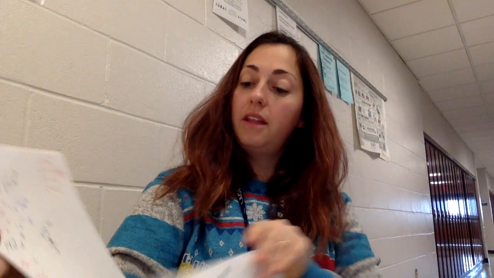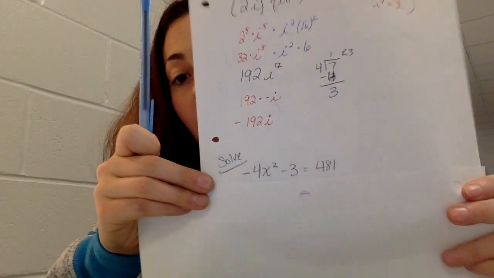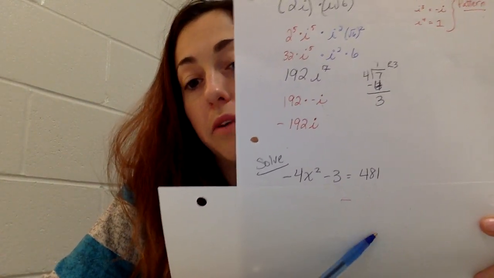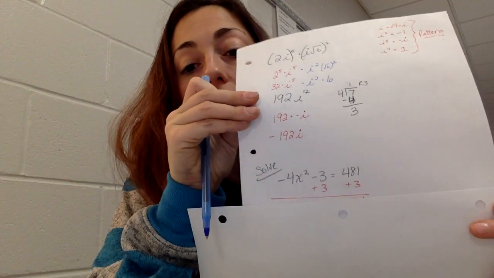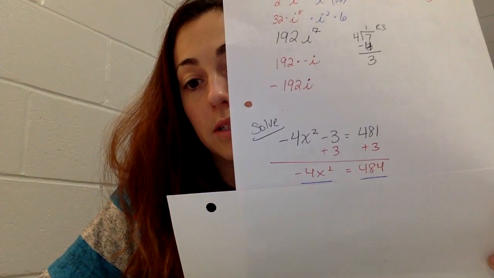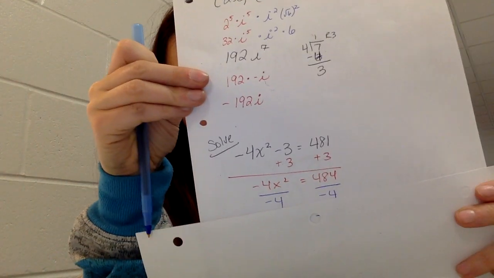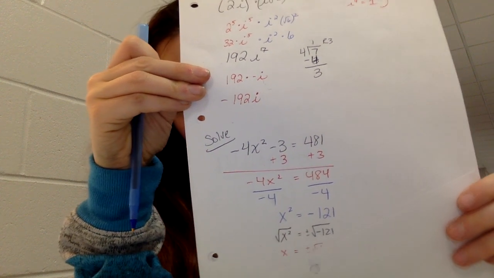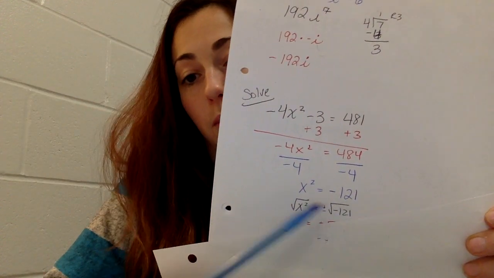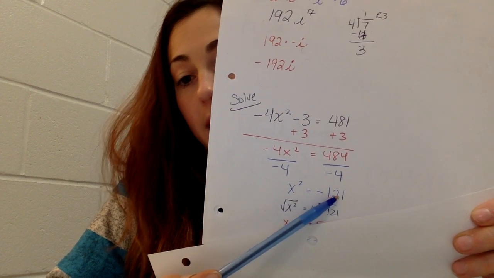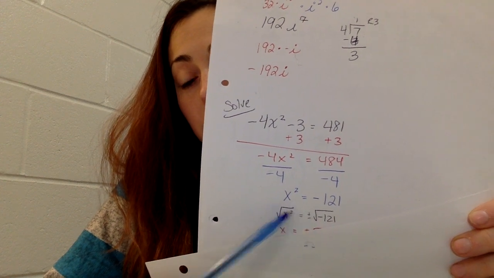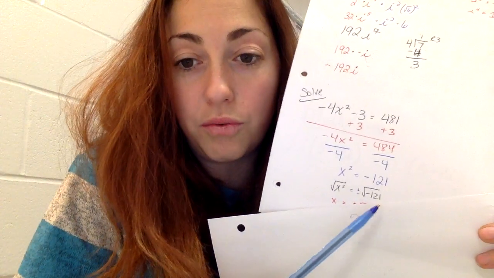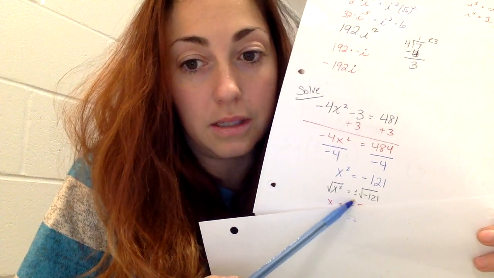Okay? And then the last thing that we have to do, which we've had some experience with, is solve. So this is nothing new. You've been solving quadratic equations. So you add 3 to both sides, and you get negative 4x squared equals 484. Divide by negative 4, and you get x squared equals negative 121. The opposite of a square is a square root, so you square root both sides, but make sure you don't forget about that plus or minus.